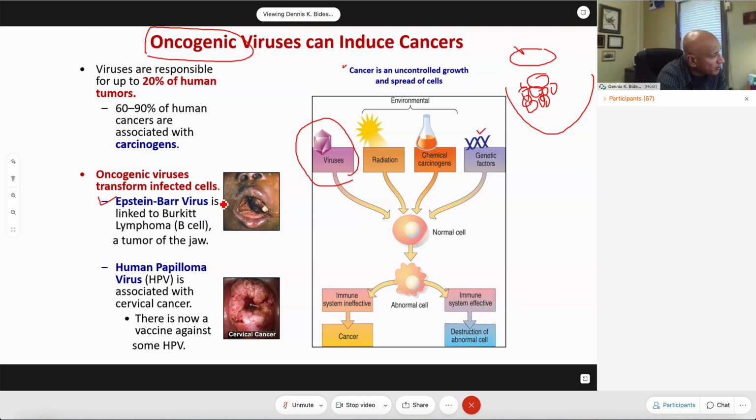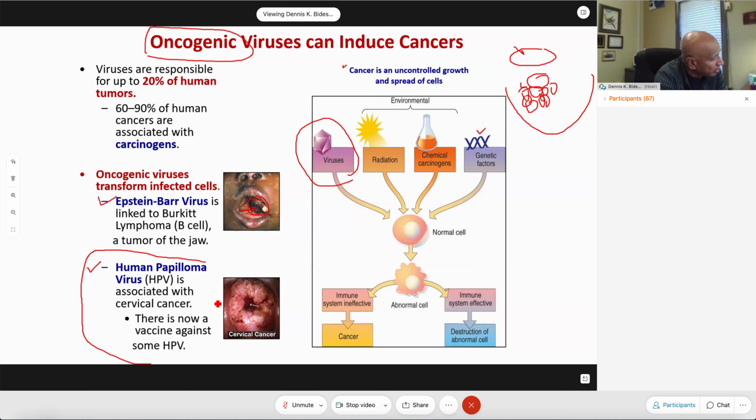Burkitt's lymphoma is where the virus infects B cells. This is a type of lymphocyte. And here's an individual. See, it's primarily on the African continent. That's a tumor, all right, of the jaw. B cells are infected. Probably the most significant one that you might know of is called HPV.